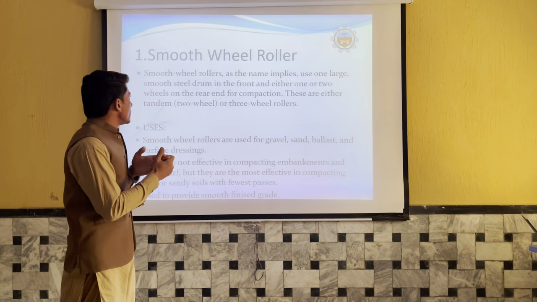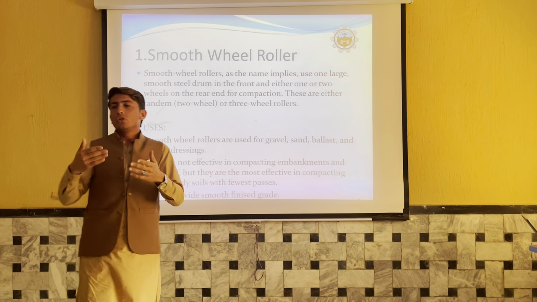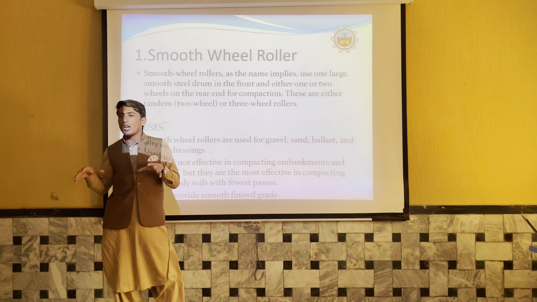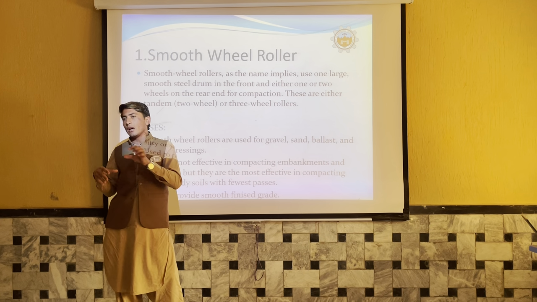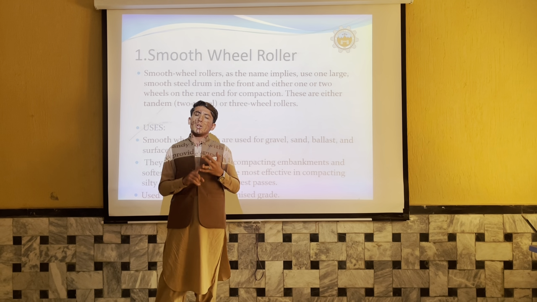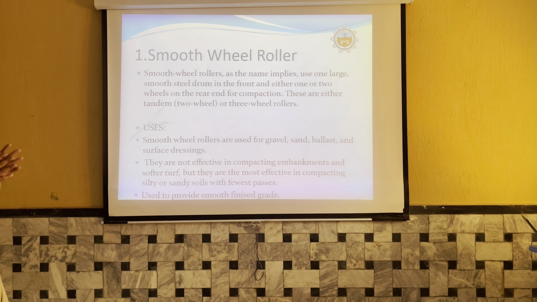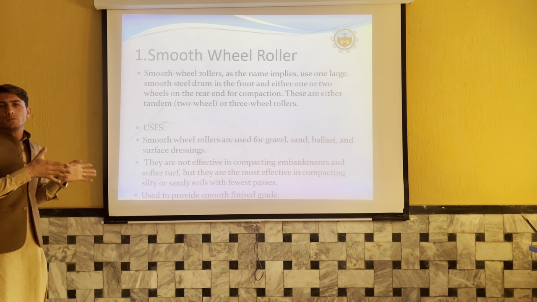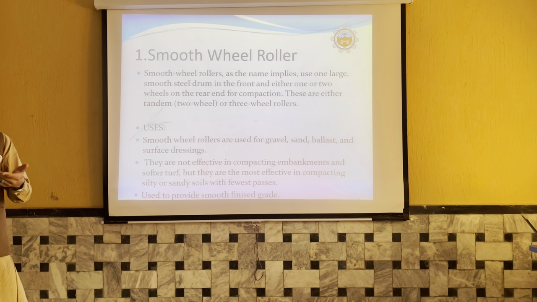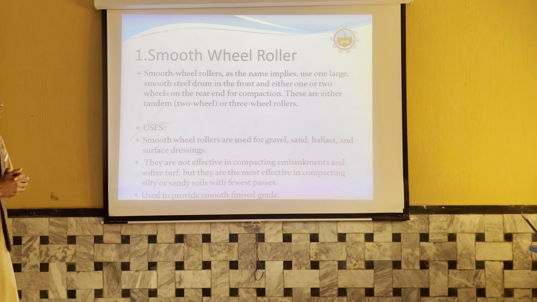Please change the slide. First of all, I would explain that there are different types of apparatus, machines or equipment which we use for soil compaction. The first one is the smooth wheel rollers. It is very common nowadays. We use this one in road construction and other work.